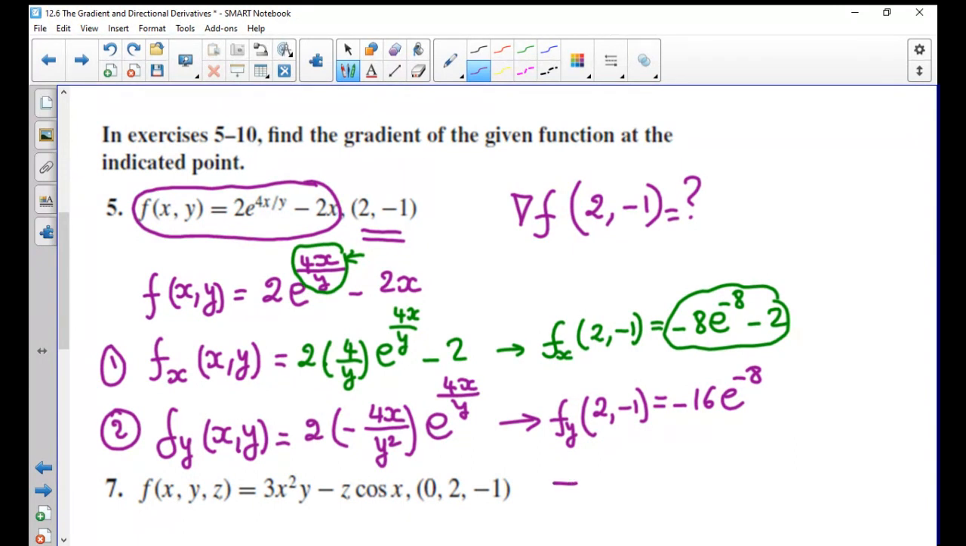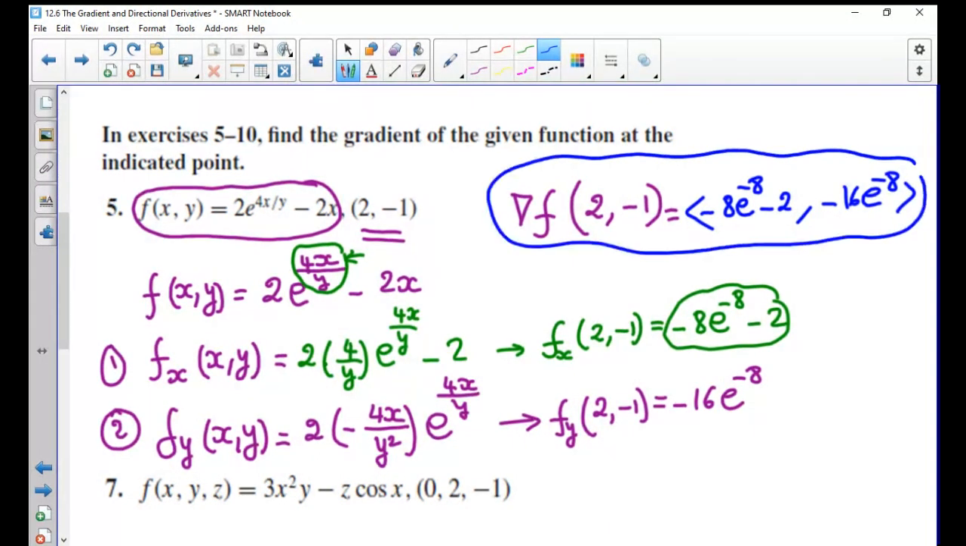And therefore, the gradient of the function, I will write it up there. The gradient will be the vector minus 8 e to the minus 8 minus 2, and then minus 16 e to the minus 8. This is fx, fy. So that will be the gradient of this function.